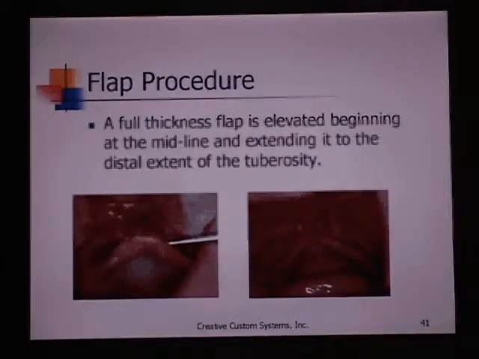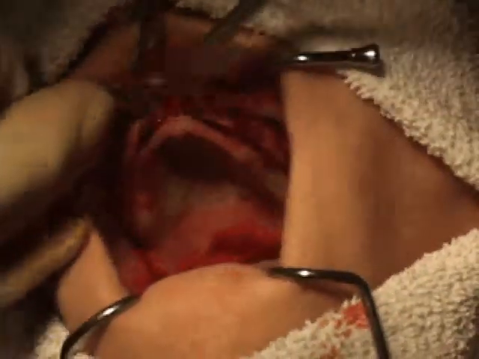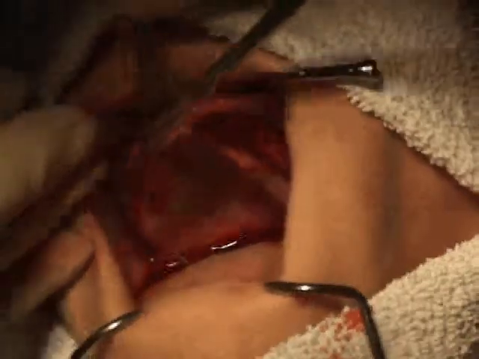Flap procedure. A full thickness flap is elevated beginning at the midline and extending it to the distal extent of the tuberosity. As we're reflecting the full thickness flap, sometimes the flap will go very easily and sometimes it's bound down very tightly with connective tissue. But we move along trying to get as clean a dissection as possible.